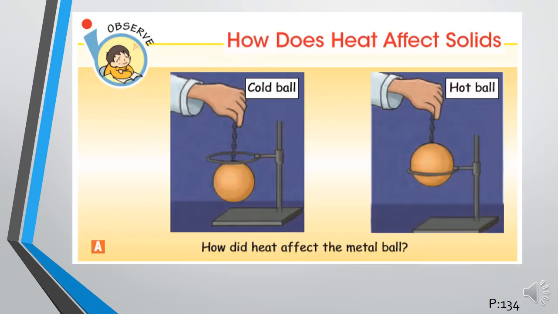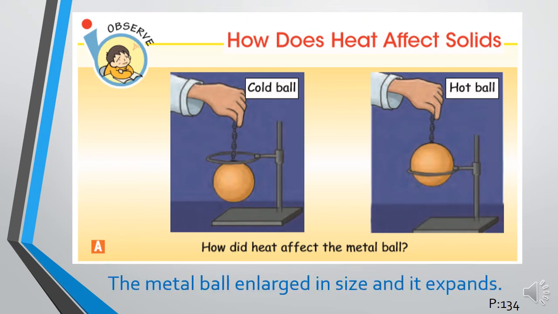Excellent, guys. So the same exercise. How does heat affect solids? I have a cold ball. It is able to move through the ring, but when I heat the ball, it is not able to pass through the ring. How did heat affect the metal ball? What happens to the ball when I heat it? It increases in size. Excellent. It expands. So what should I write? The metal ball enlarged in size and it expands. Good. What do we have next?